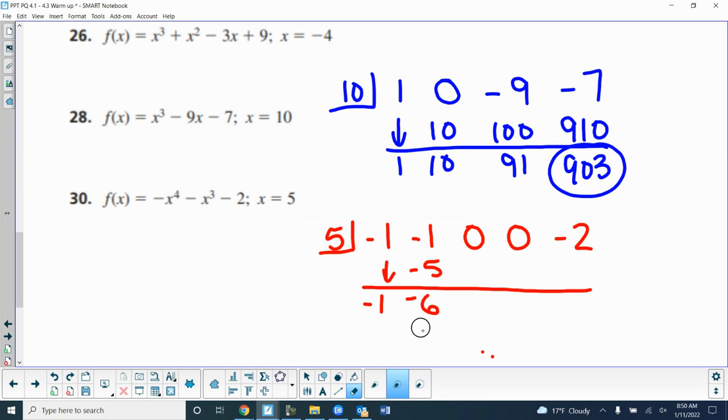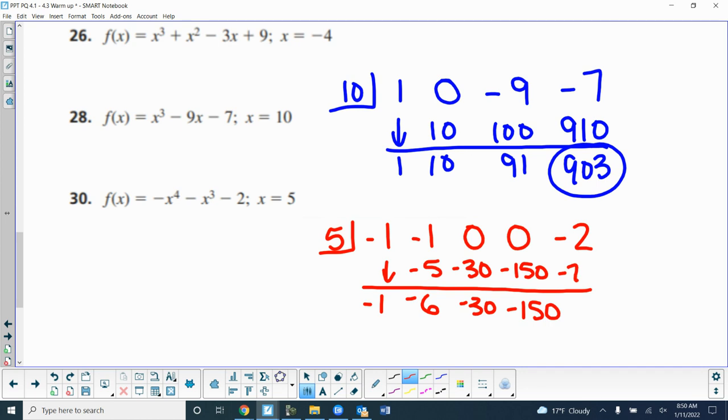5 times -6 is -30. When I add those, I get -30. 5 times -30 is -150. So when I add those, -150. And then 5 times -150 is -750. I think that's right. When you add those, it's -752.